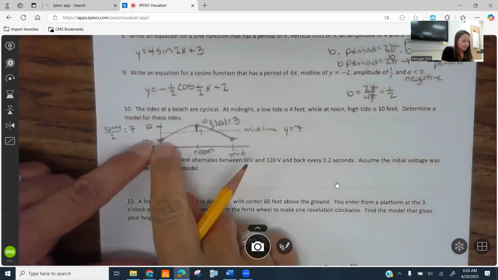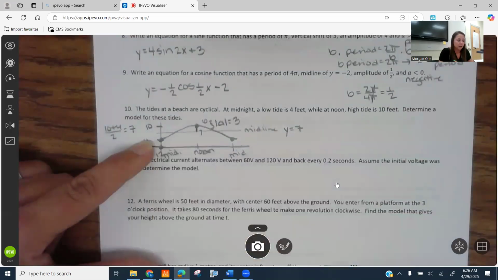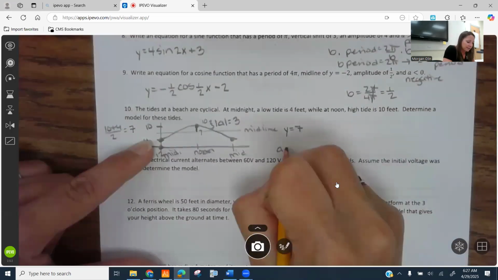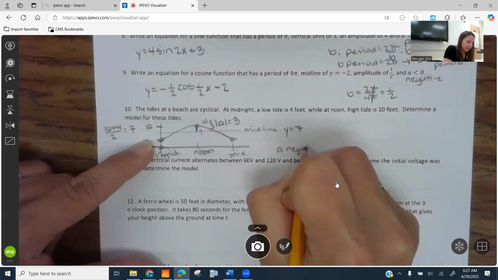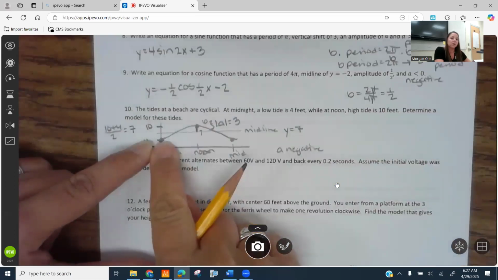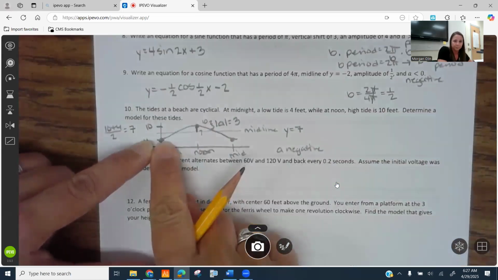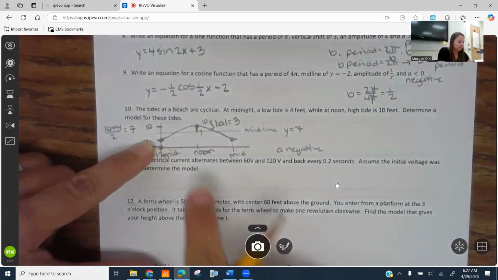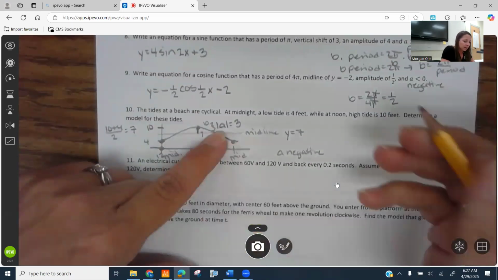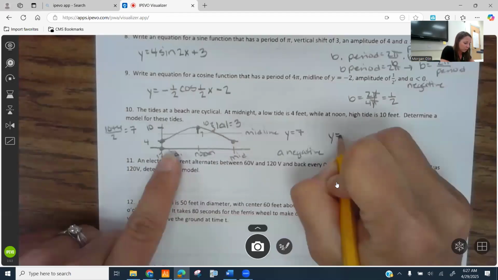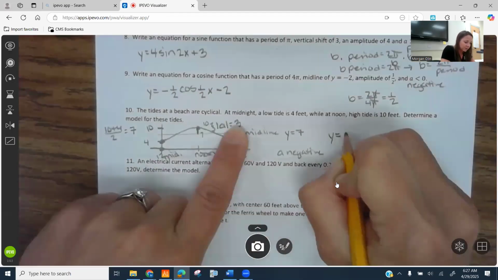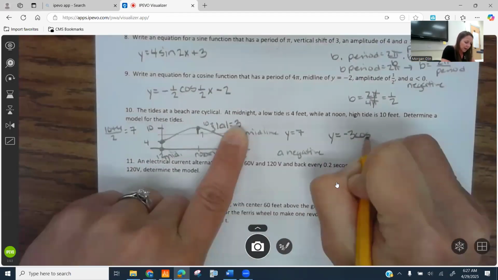All right, now look down here. It starts below the midline. So we can get 2 things from this. Number 1, a is negative because it starts below the midline, but also because it doesn't start on the midline, this is going to be cosine. We're not going to worry about phase shift. All right, so here, y equals, we know that a is negative, so it's -3 cosine.